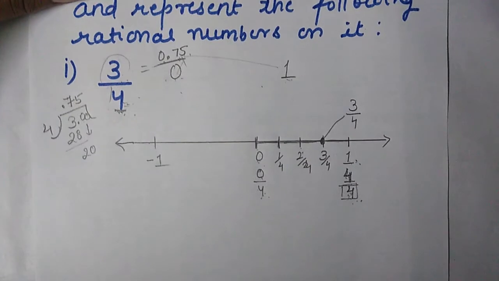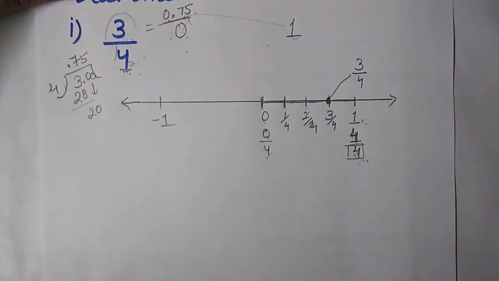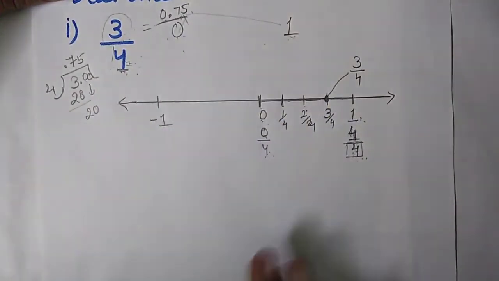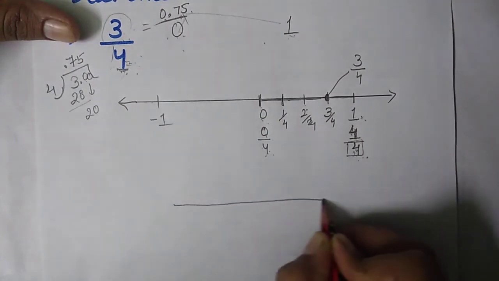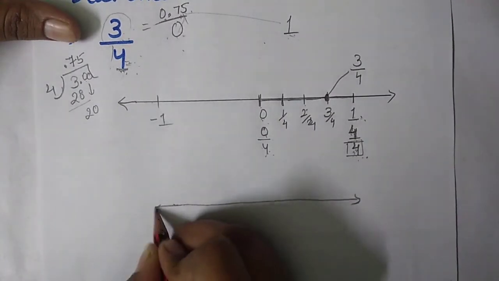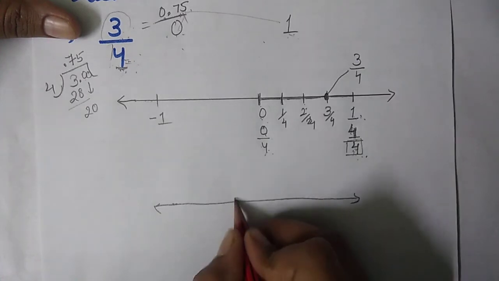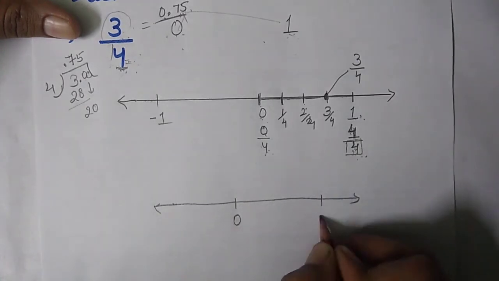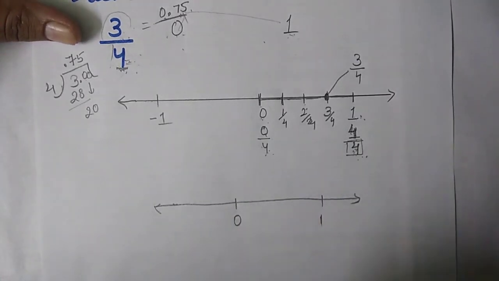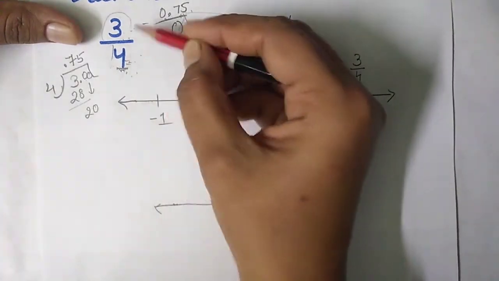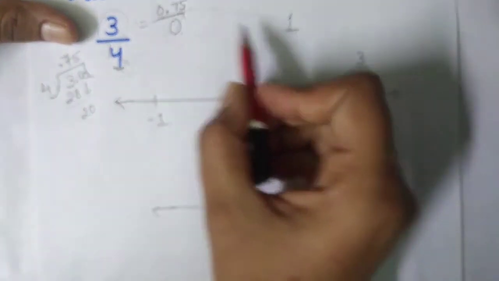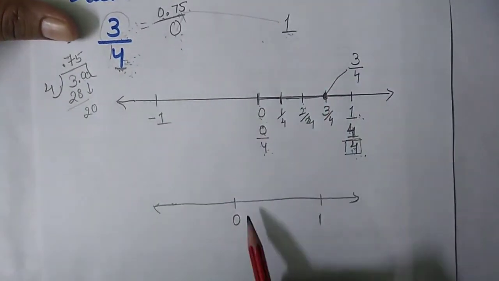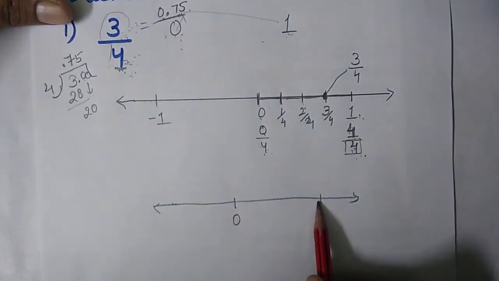Okay, again I am explaining how you can represent this number on a number line. So just for making this number line, first we have to make a number line using a ruler. Okay, so this is 0, this is 1. First we have to observe between which two integers this rational number lies. So this rational number lies between 0 and 1. So I am only considering 0 and 1.